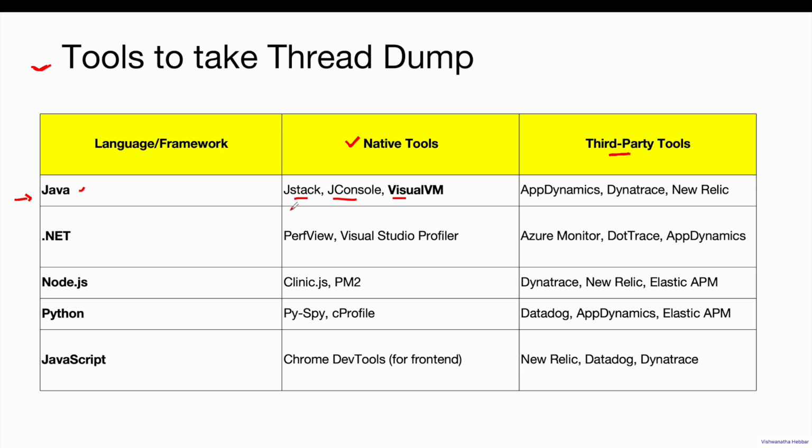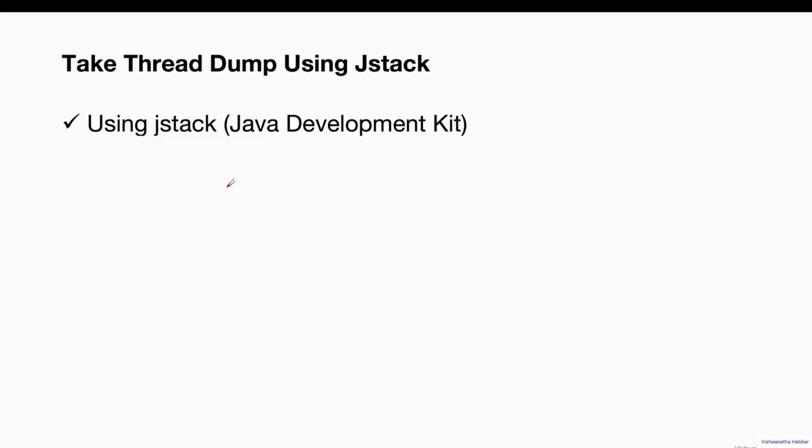Now let us understand how you can use JStack to take a thread dump. To use JStack, you need to have a JDK installed on your system. Let us learn how you can practically take a thread dump using JStack. You need to have a Java Development Kit installed on your system, and you will use this particular command: jstack space process id, then this particular symbol, and then your file name.